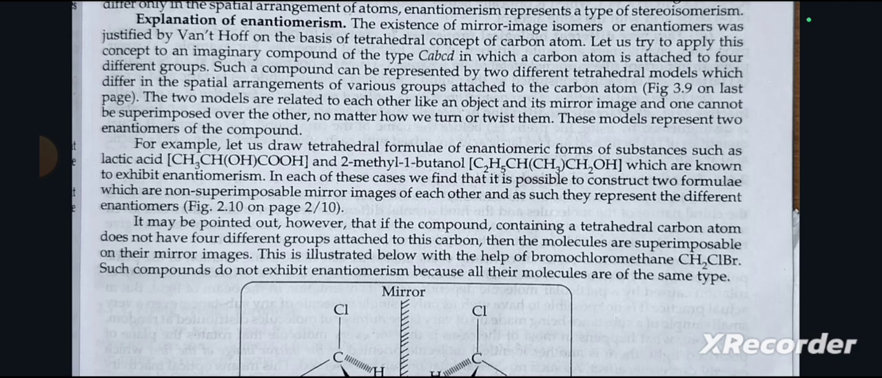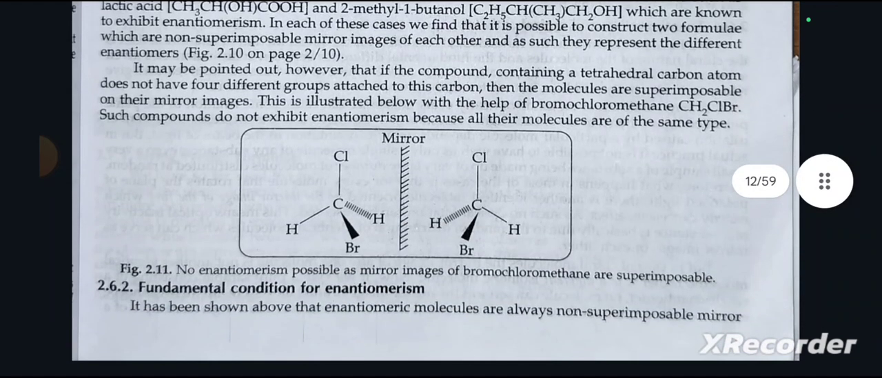For example, let us draw the tetrahedral formula of an enantiomeric form of substances such as lactic acid, CH3CH(OH)COOH, and 2-methyl-1-butanol, C2H5CH(CH3)CH2OH, which are known to exhibit enantiomerism. In each of these cases, we find that it is possible to construct two formulas which are non-superimposable mirror images of each other, and as such they represent the different enantiomers. Figure 2.10 on page 210.